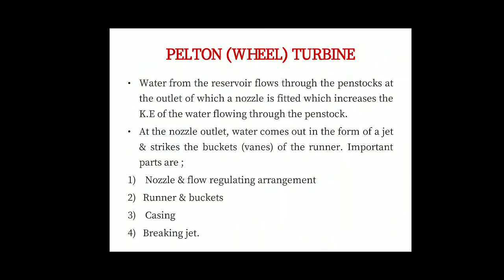So, water from the reservoir flows through the penstock, at the outlet of which a nozzle is fitted, which increases the kinetic energy of the water flowing through the penstock. At the nozzle outlet, water comes out in the form of a jet and strikes the buckets or vanes of the runner. Important parts of a Pelton wheel are the nozzle and flow regulating arrangement, runner and buckets, casing, and braking jet.